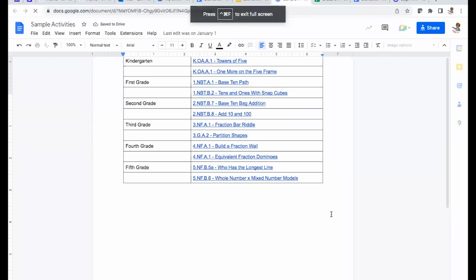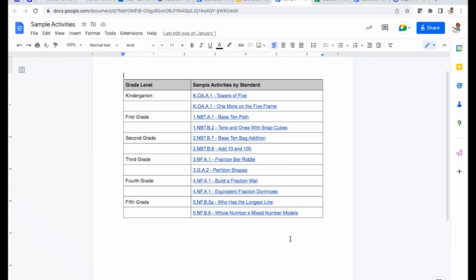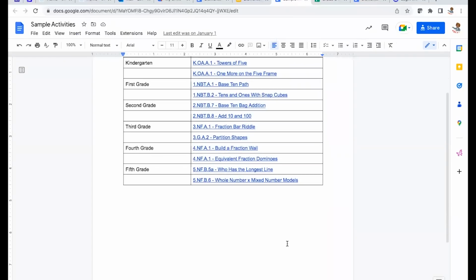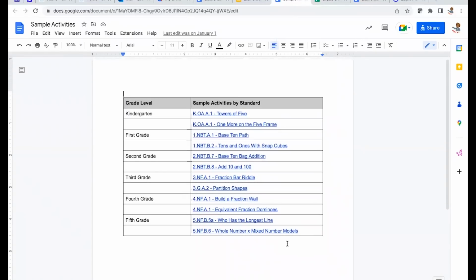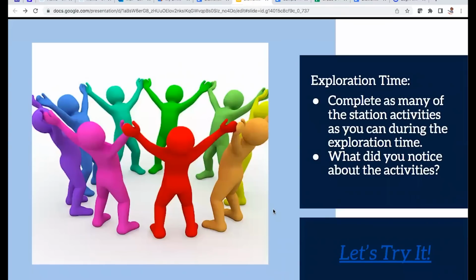So this is one where you have each grade level and there are 2 standards and 2 activities for each grade level here. And then the other one is a scanned copy of some station activities that are camera ready to move into a classroom. And so one of the things we want you to do is to take like a brain break at this time if you are viewing it as a professional development with having engagement, having discussion.